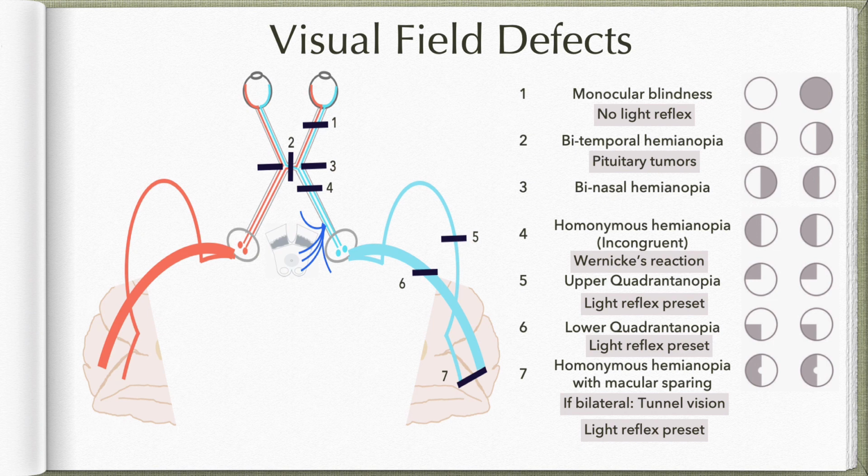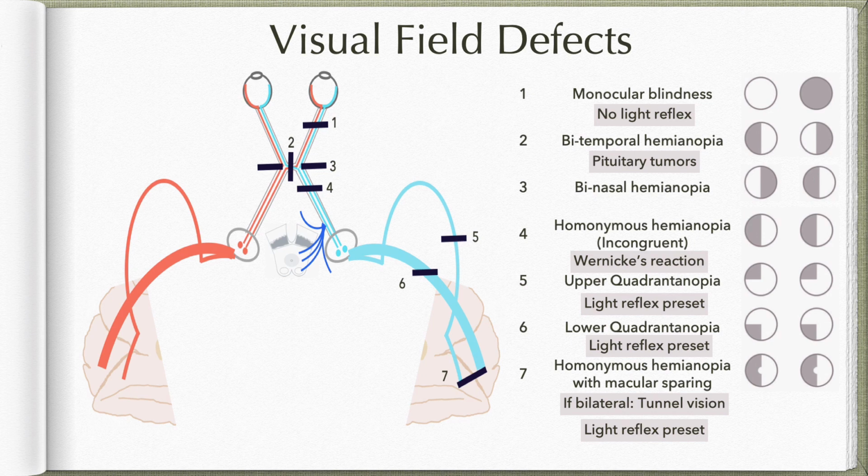Similarly, if there is lesion to the optic radiation, there will be lower quadrant anopia. Again, light reflex will be present. If there is lesion to the visual cortex, then there is homonymous hemianopia, because you know that visual cortex, like if it is a right-sided visual cortex, it receives information from the left half of the visual field. So there will be homonymous hemianopia, but there will be macular sparing. Now macular sparing is because of one of the three reasons.